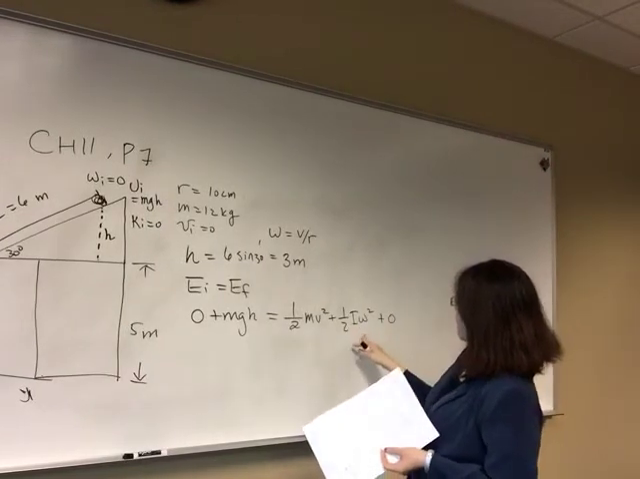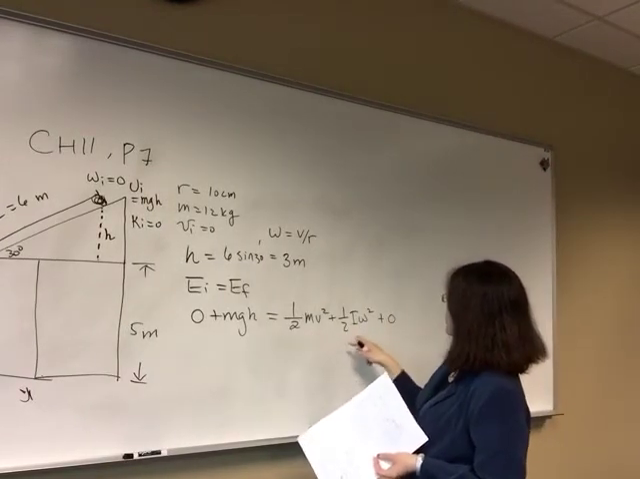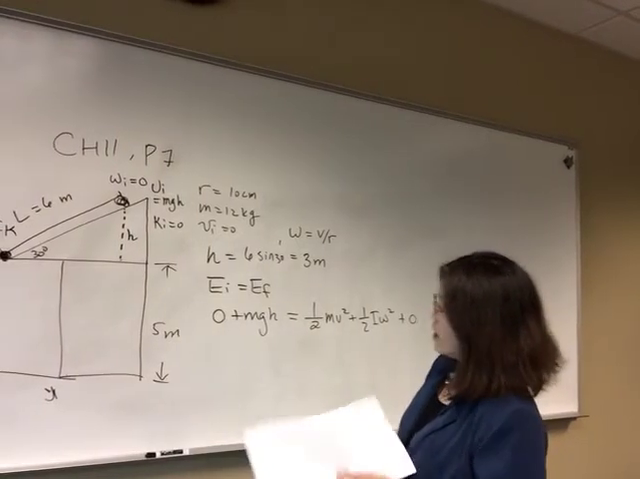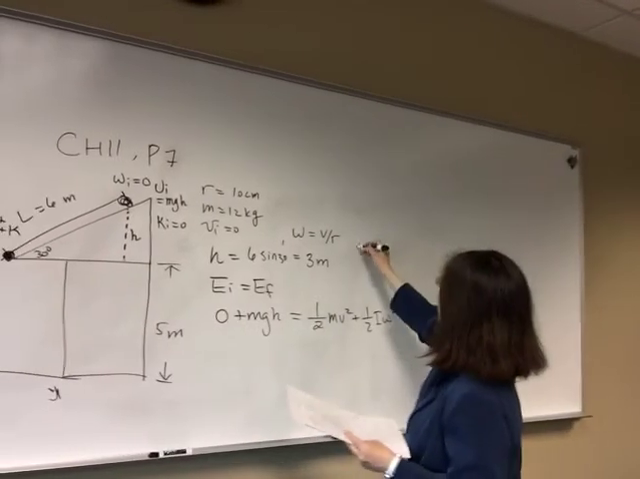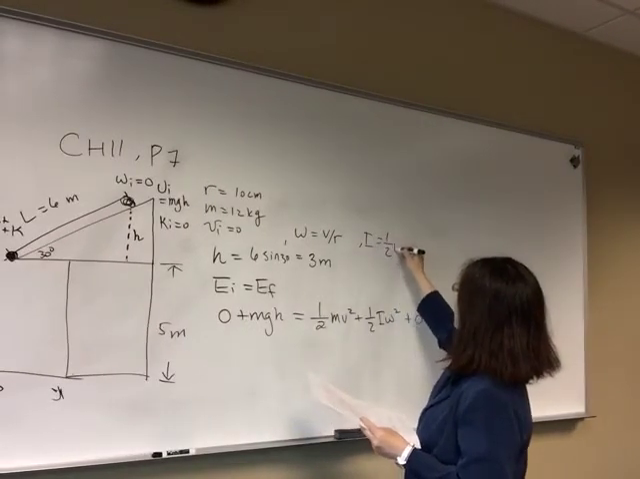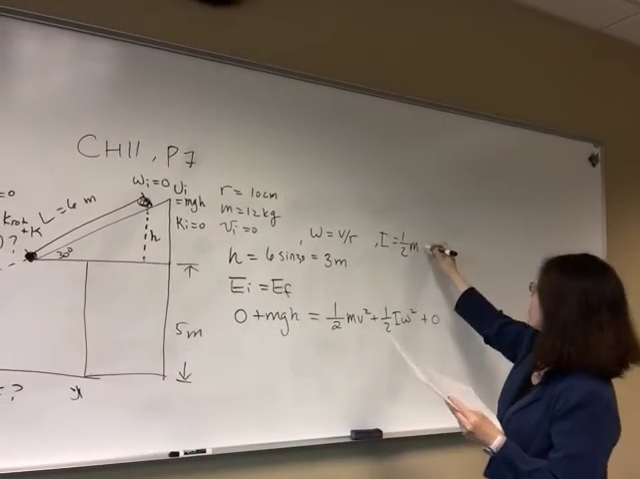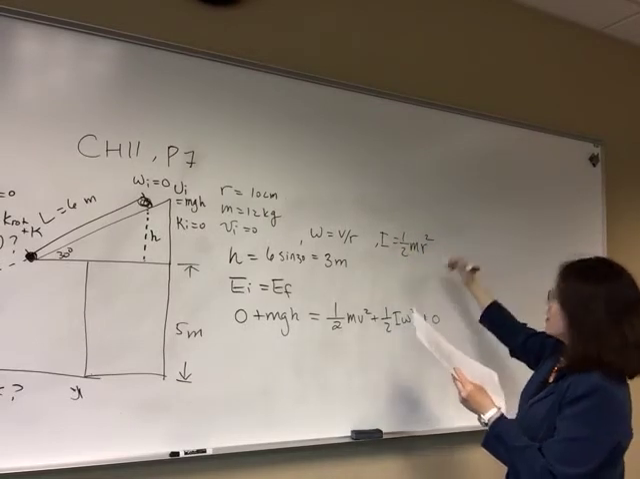That's just a simple relation. So what we need to do is calculate the I first. If we treat that as a disk, then your I is simply equal to 1/2 the mass of the object times the radius of the object squared. So let's calculate that.